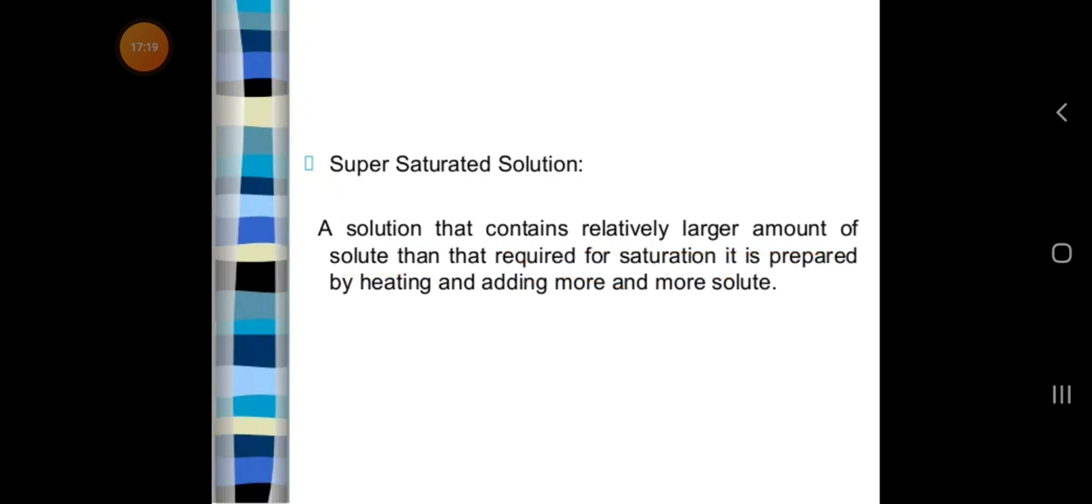So these are the basic terms of a solution for you to understand. Without knowing these, we can't enter into our topic. In the next class, we can discuss the types of solution. Thank you.